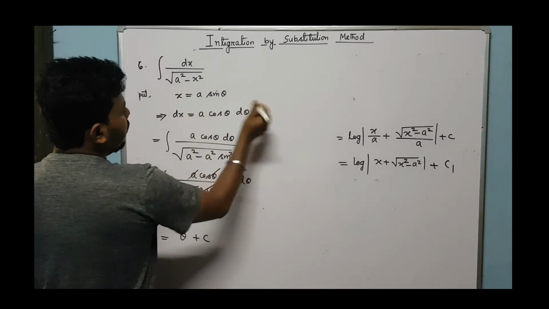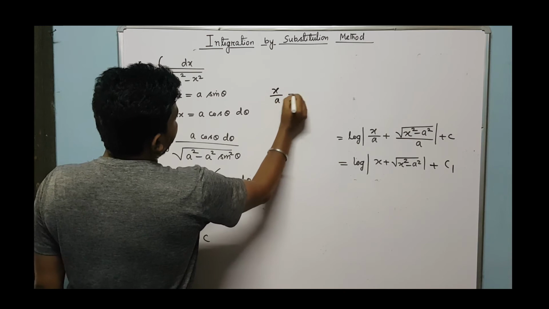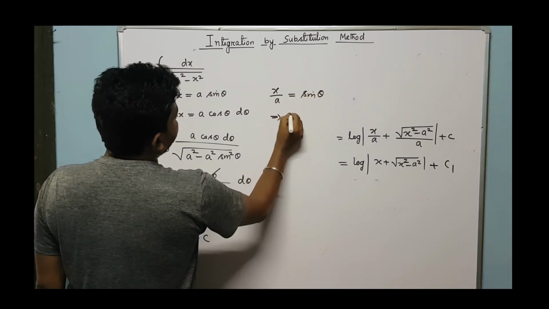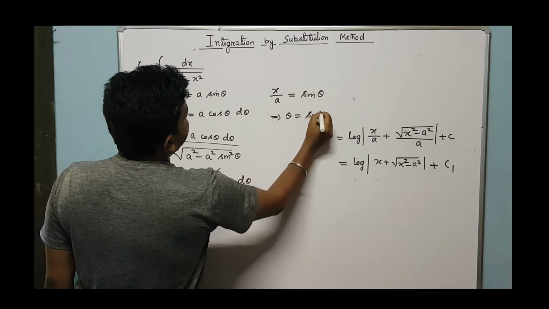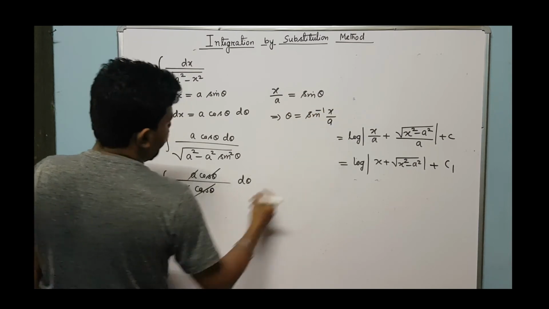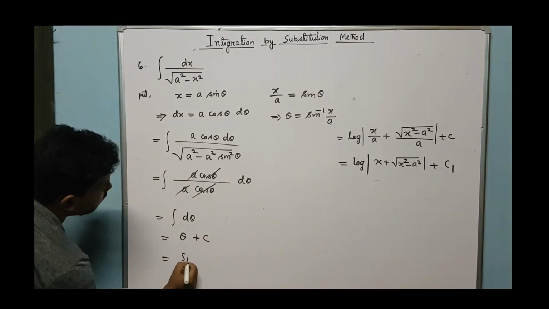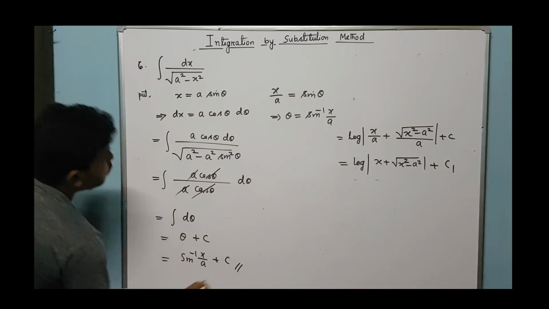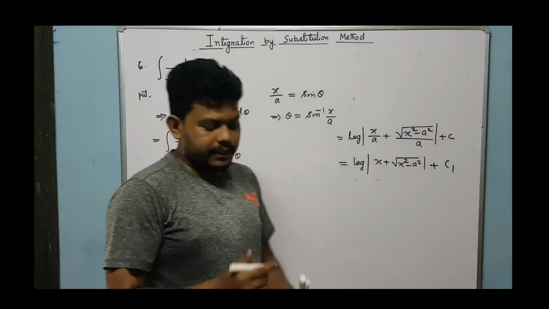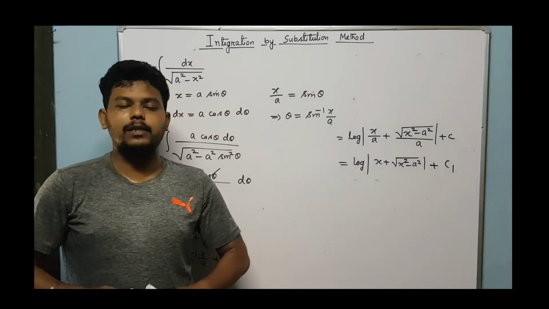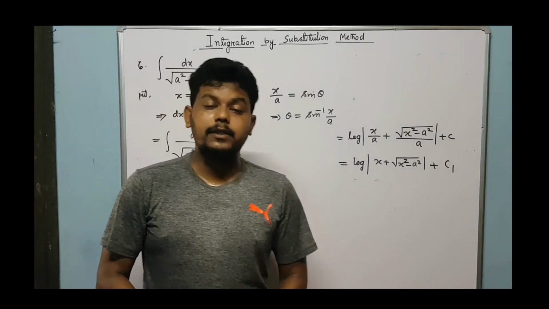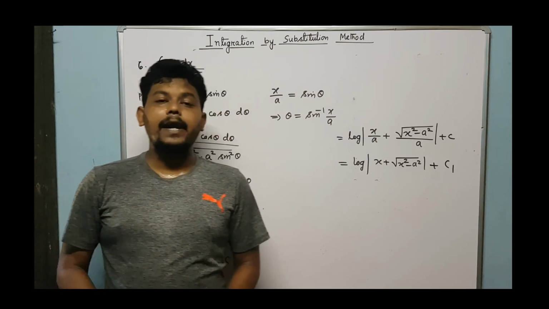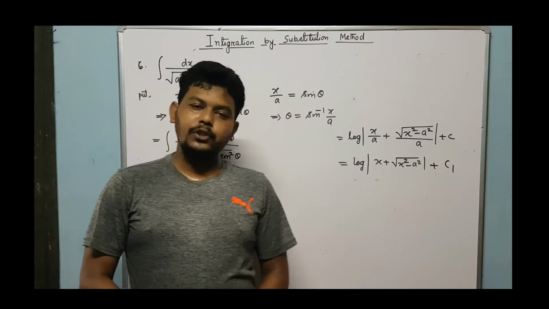Now from here, what is x by a? x by a is equal to sine theta. So your theta can be expressed as sine inverse of x by a. So your integral becomes sine inverse of x by a plus c. So these are the 6 standard results of the substitution method. You have to remember these 10 formulae to solve each and every question of the substitution method.